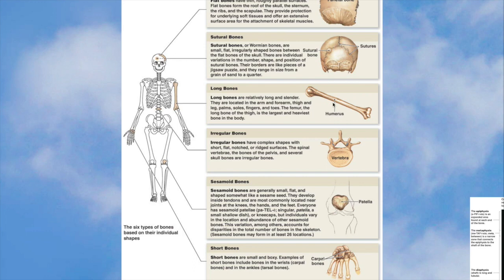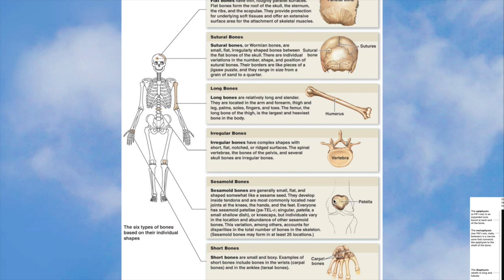And then the next type are long bones. Long bones are longer than they are wide, and they make up most of the bones of the arms and legs. Even our finger bones are considered long bones, even though they're not very long. But they're longer than they are wide, so they're classified as long bones. The next type are irregular bones. They have complicated shapes like this vertebra.